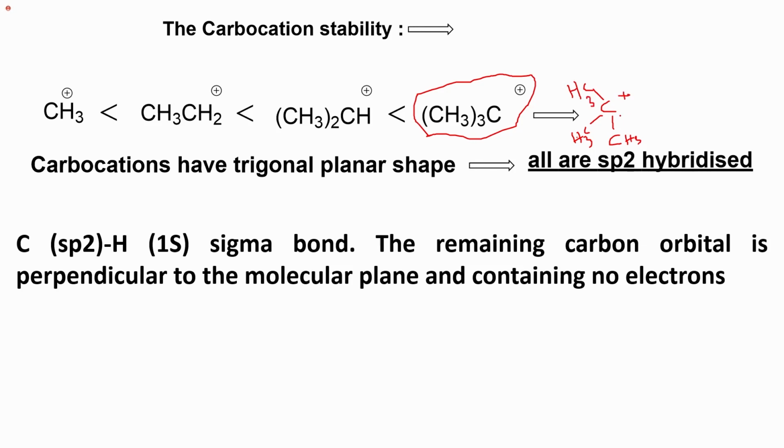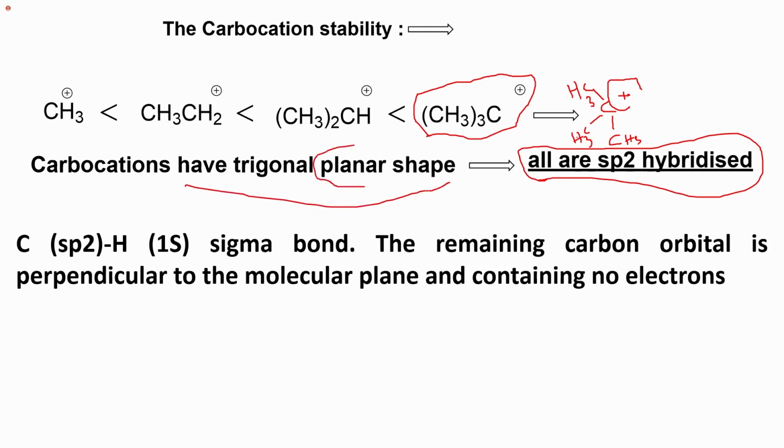Now you can see this is also a sextet, because there are 3 bond pairs, and each bond pair has 2 electrons, so that means 6 electrons, right? So that is also sp2 hybridized. If a carbon contains 6 electrons and bears 1 positive charge, you can call it sp2 hybridized. Carbocations have a trigonal planar shape. Compared to CH3 plus, CH3CH2 plus is more stable, and the tertiary carbocation is more stable compared to the ethyl cation. This is the most stable.